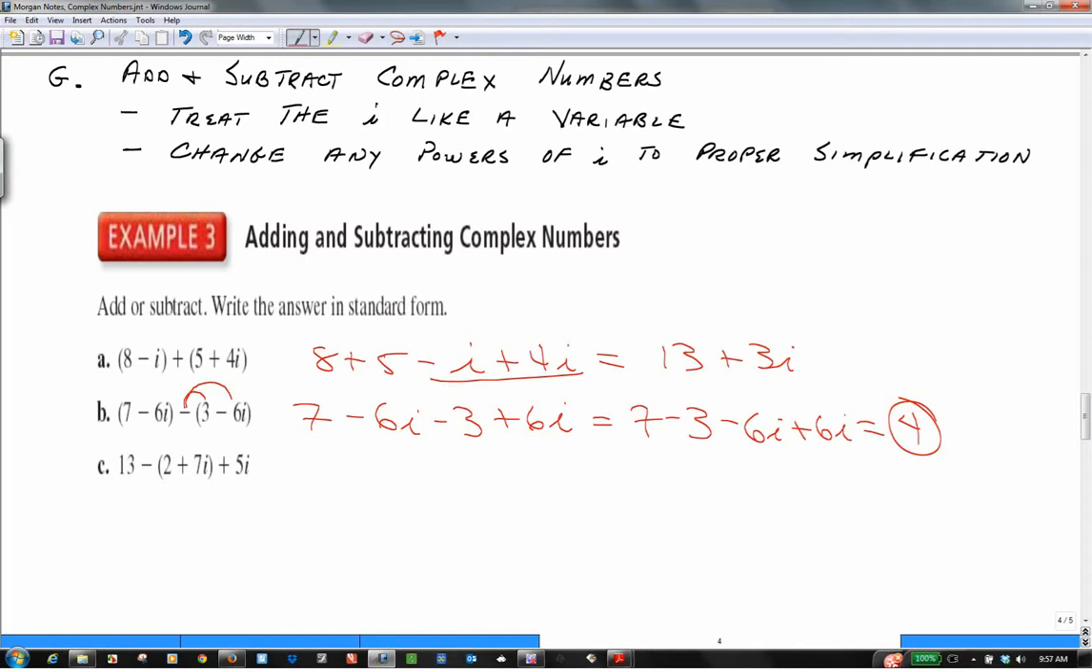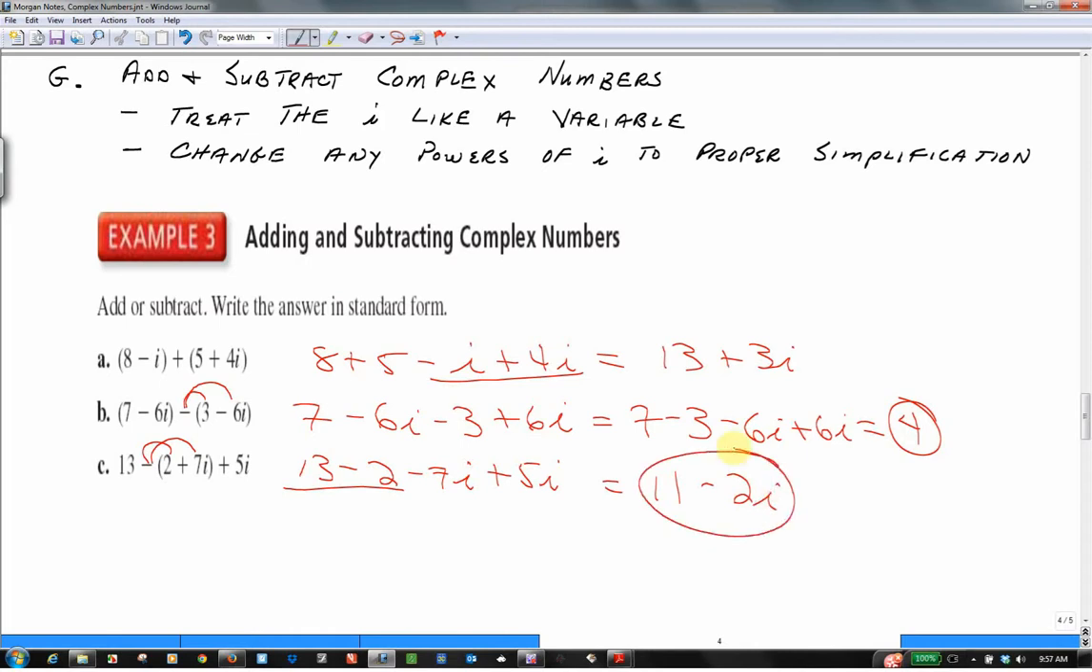Okay, let's do this last one. I have 13. Now I'm going to distribute the negative in, minus 2. I have a negative distributing to the 7i, so that's minus 7i plus 5i. So the real portions here would be 13 minus 2. That's going to be equal to 11. And then I have a negative 7i plus 5i would be minus 2i.